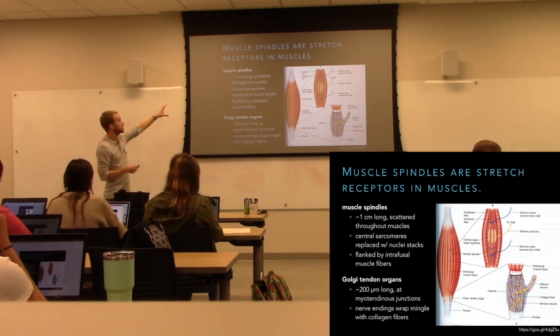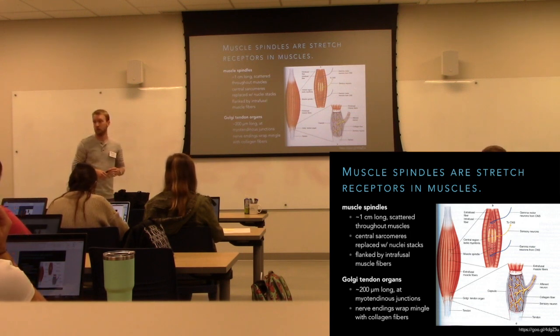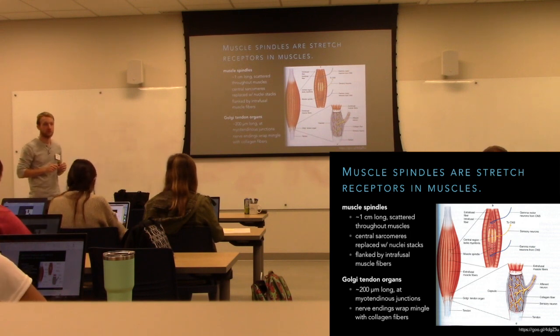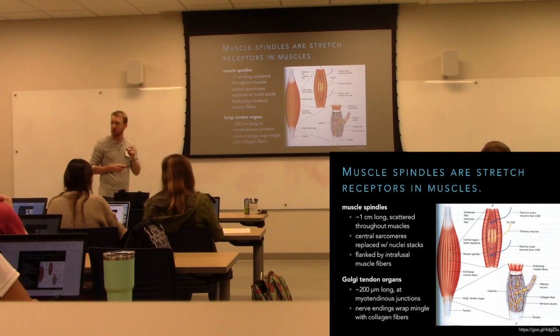Now, these things also have muscle fibers flanking them, so we can control what the muscle spindle thinks the muscle length is. And that's actually very important for carrying out movements. More on that in a bit. But the muscle spindle is that sensory component within the muscle. Little tiny sensory stretch receptors.